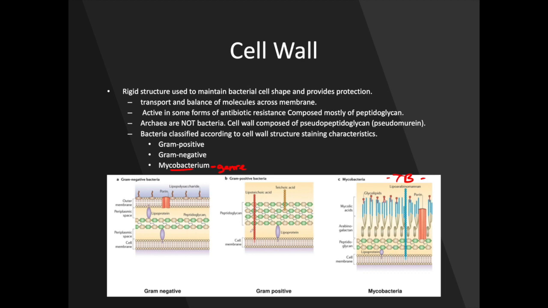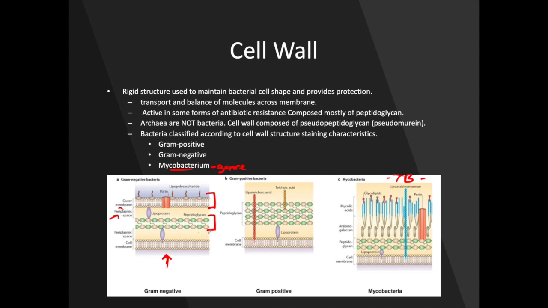I'm going to go through these three little diagrams real quick to introduce you to mycobacteria, and then we'll get more into detail on gram-positive and negative. In this diagram, gram-negative is first. Gram-negative bacteria have an outer lipid layer, which is referred to as an outer membrane. They have a small space referred to as the periplasmic space. Then they have their cell wall.